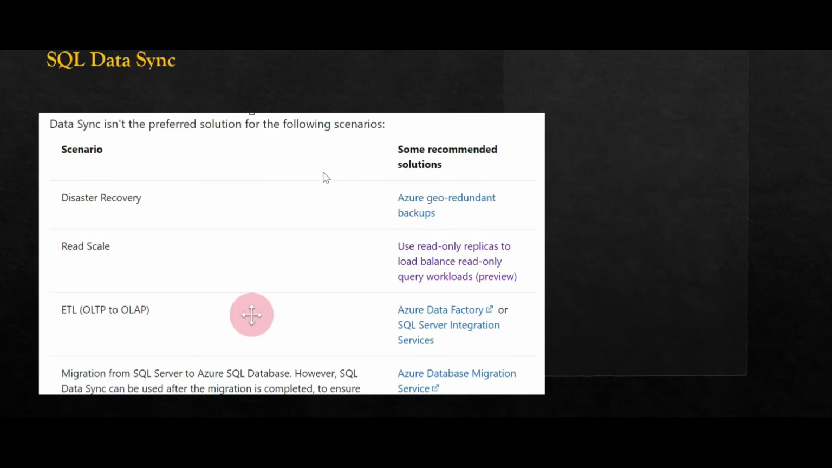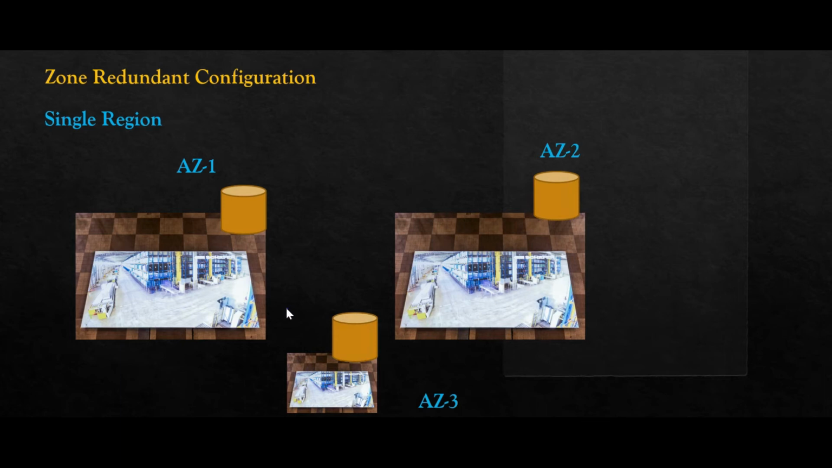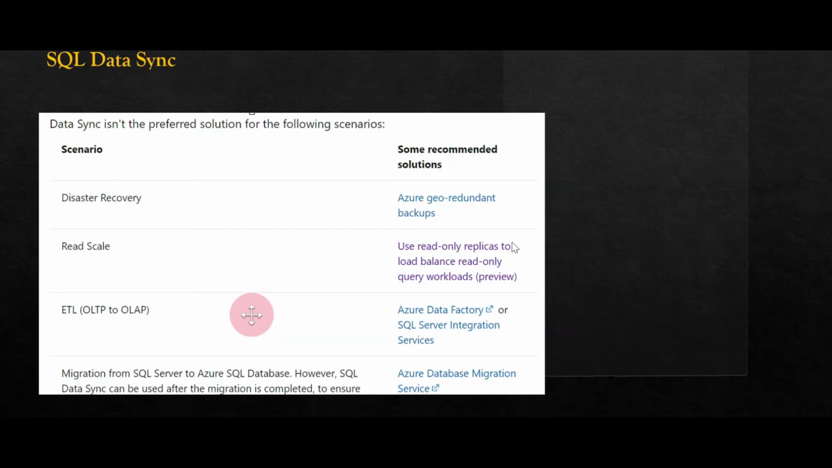So this section explains why data sync should not be used for these scenarios. Disaster recovery. Azure geo-redundant backup should be used for disaster recovery. Like we explained, with a geo-redundant configuration, if one AZ fails, this is your disaster strike, AZ1 fails, then your application will route to AZ2 or AZ3, and that is the right mechanism for disaster recovery. Data sync should not be used for disaster recovery.